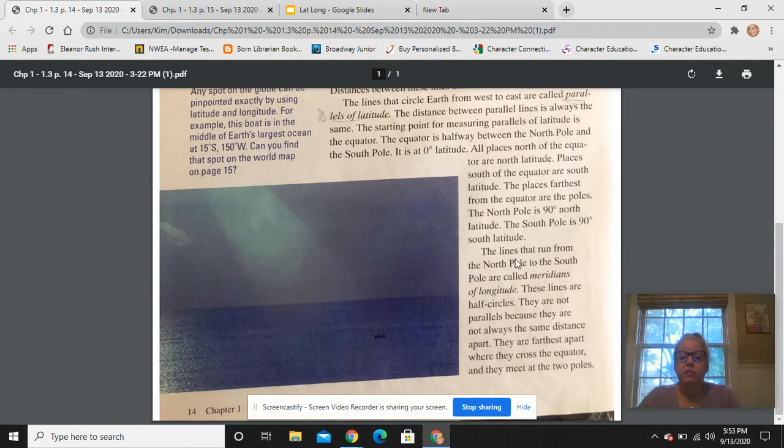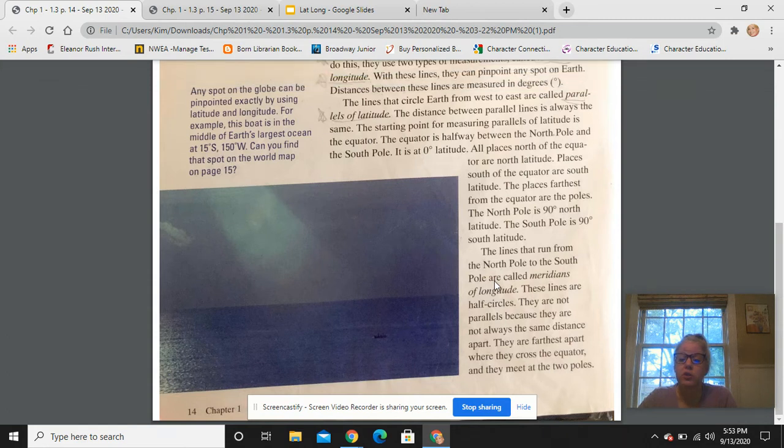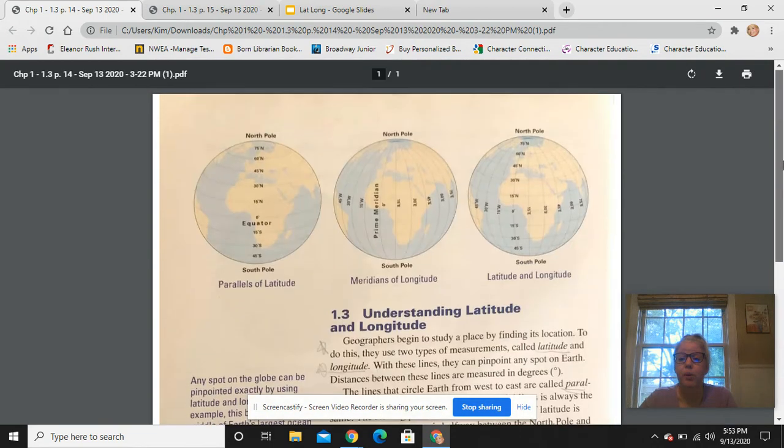The lines that run from the North Pole to the South Pole are called meridians of longitude. These lines are half circles. They are not parallels because they are not always the same distance apart. They are farthest apart where they cross the equator and they meet at the two poles.